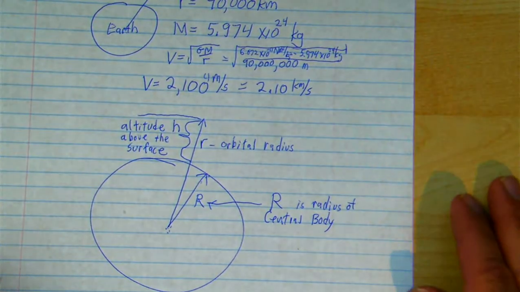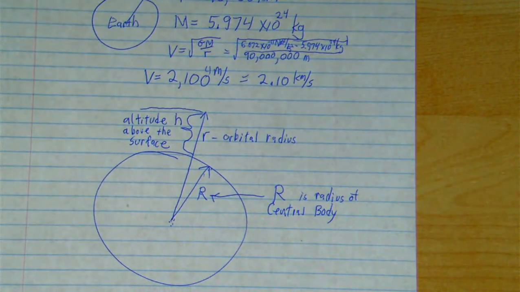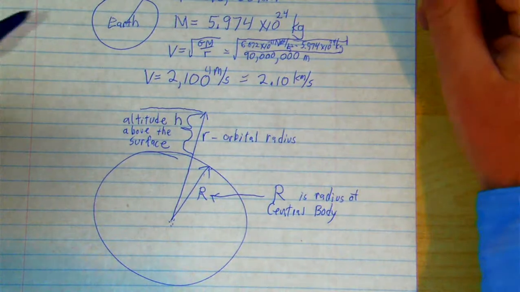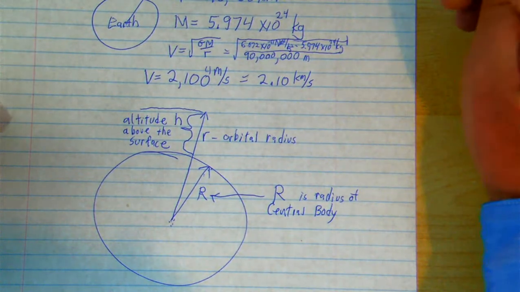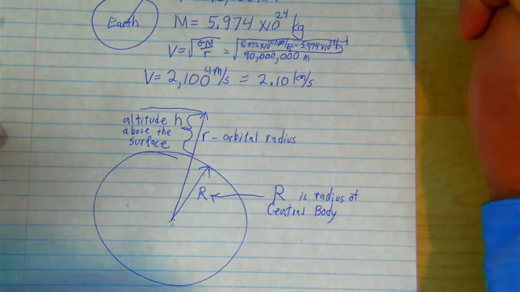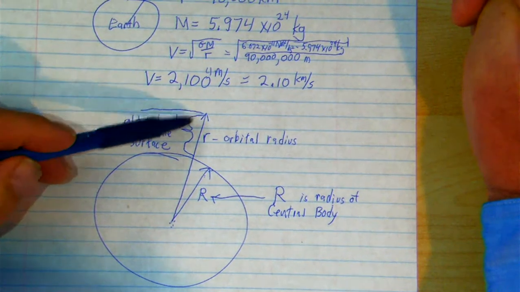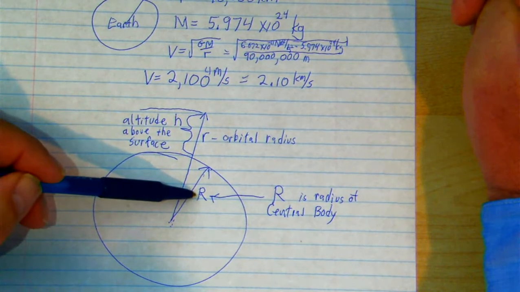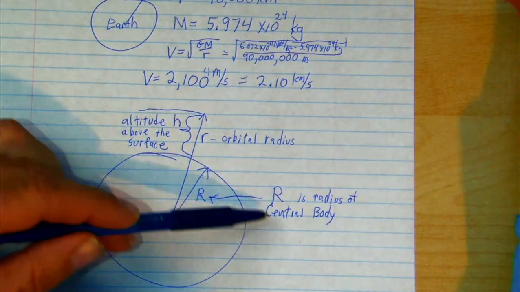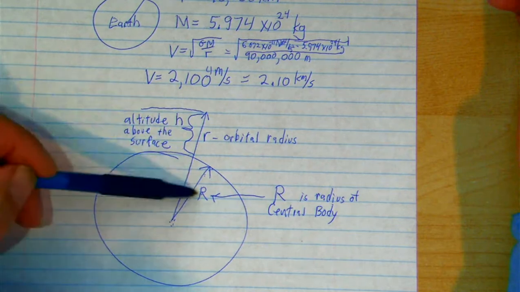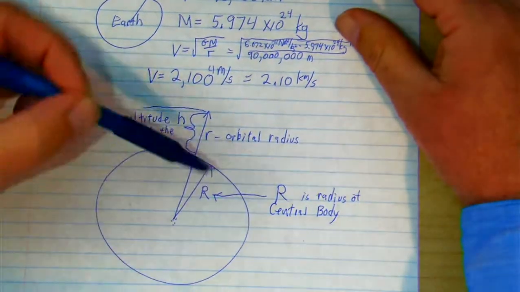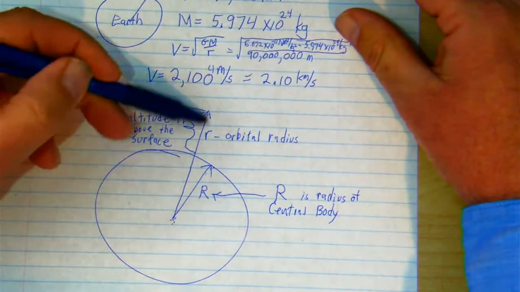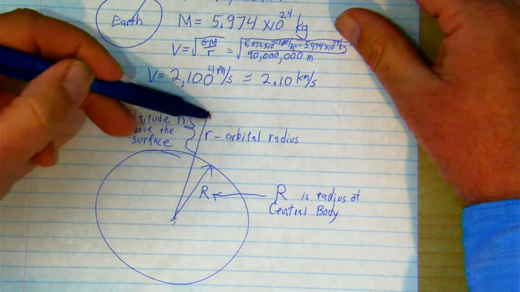So just be aware that I want to be able to give you problems and say, I'm at an altitude of 5,000 kilometers above the surface of the moon. Calculate, please... So when I give you the altitude, you would add to that the radius of whatever the central body is, and these two added together will be equal to the orbital radius that you would use in the formula.